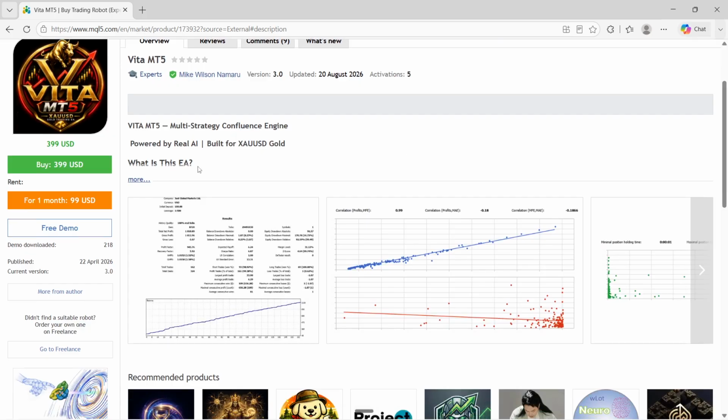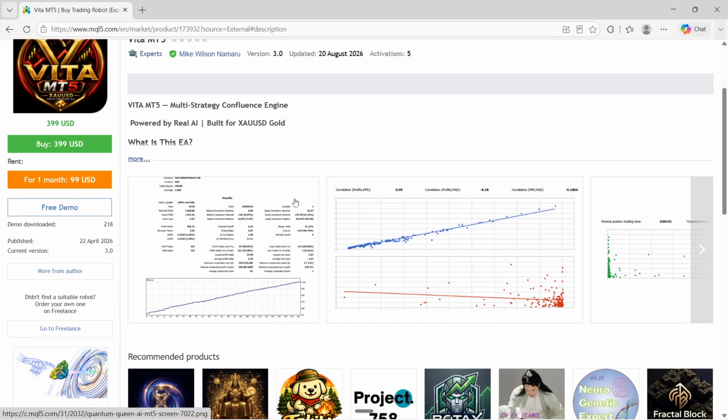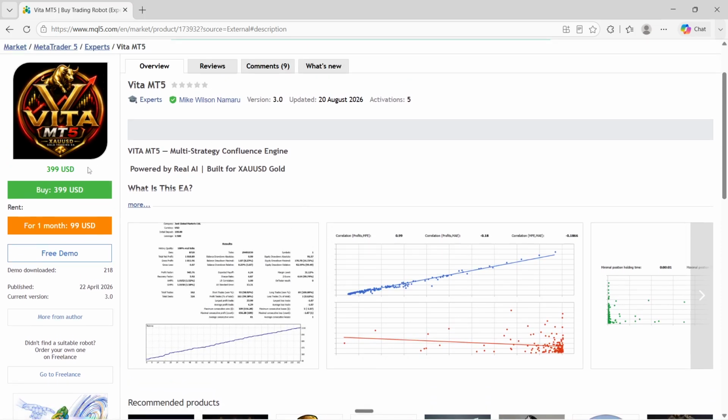Alright, hey everyone, welcome back. Today we're reviewing the Vita EA for MT4 and MT5. This is a multi-strategy Confluence system built specifically for gold with an optional real AI copilot. So let's break it down. Firstly, as you can see, it goes for 399 US dollars.